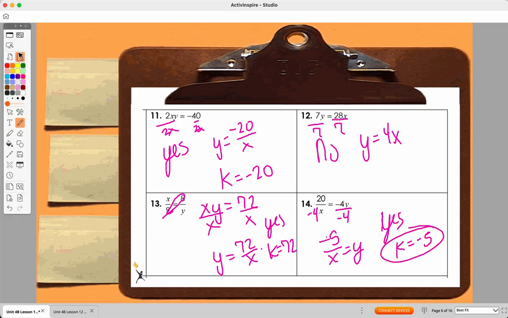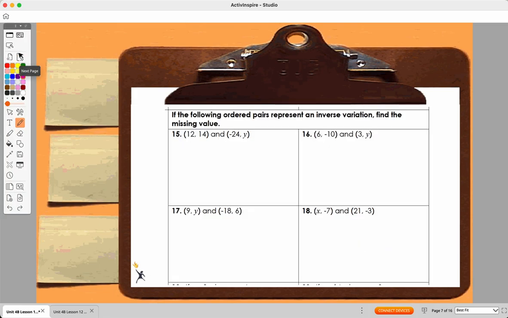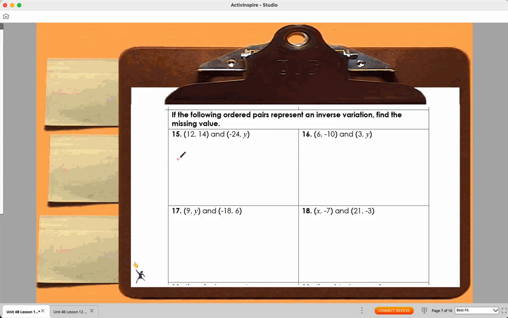All right, now that I've talked about how to find k, how to use the equation form, how do I use inverse variation to find the missing value? Just like yesterday, you use an equality statement. You say that these two are exactly equal to each other. But it's even easier than yesterday because it's x times y is equal to x times y.